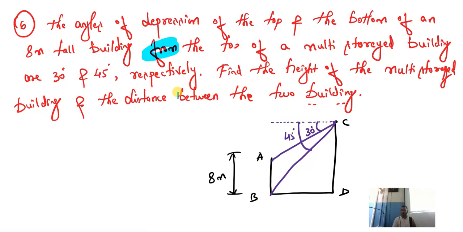From the top of a building only the angle of depression is happening. Angle of depression is happening from the top of a multi-storied building. The multi-storied building top is C. From C only two angles of depression are happening. Understood? Yes. That is 30 degree and 45 degree respectively. Find the height of the multi-storied building, CD, and also the distance between the two buildings, BD. Understood the question?